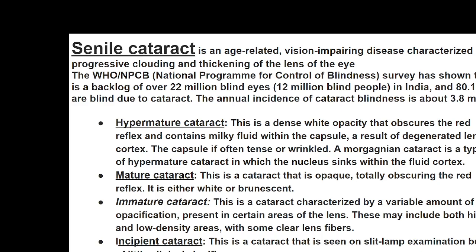Now, as far as the cataract is concerned, the cataract of course could be congenital or senile. Congenital cataract is another issue, but from the clinical point of view, the most important assessment is over the senile cataract, which is an age-related vision impairing disease characterized by gradual progressive clouding and thickening of the lens of the eyes. And the National Program for Control of Blindness, as per the WHO, has shown that there is a backlog of over 22 million blind eyes in India.